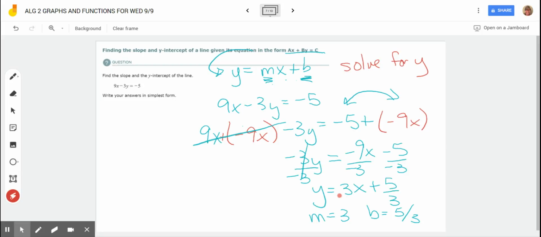Biggest mistake I see is that kids don't seem to get that this piece is the slope and that x is a variable. X is not part of the slope. The slope is only 3, not 3x. X is part of the equation. Anyway, so let's move on.